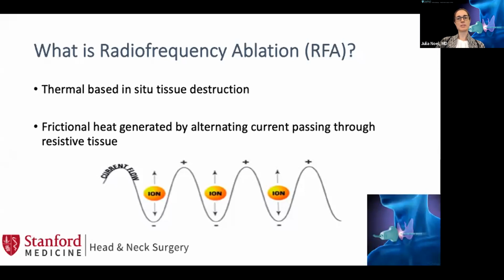So radiofrequency refers to an alternating electric current, and this oscillates in a high frequency range. And as the current passes through resistive tissue, the ions become agitated and they generate a frictional heat. And this causes protein denaturation and loss of intracellular fluid within a few millimeters of the electrode.